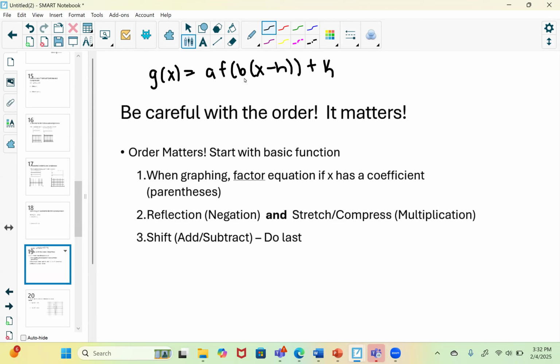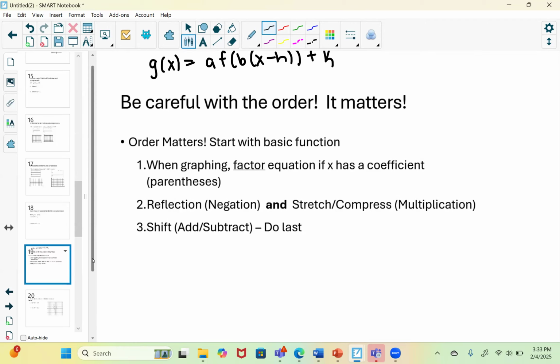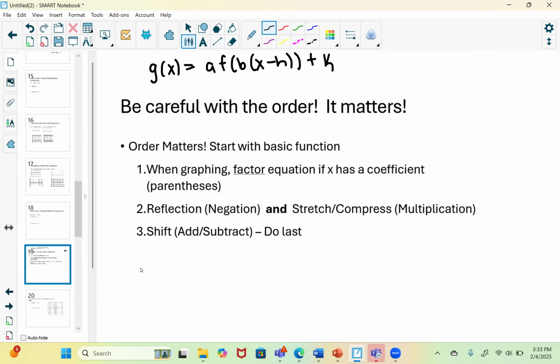Multiplying by B on the inside. And if there's a subtraction or addition of a number inside the function, we always need to have the B factored out, multiplied by parentheses. And then we have the H, which shifts it horizontally, and our K, which shifts it vertically up and down. So when we're graphing, the first thing is we factor the equation if X has a coefficient.